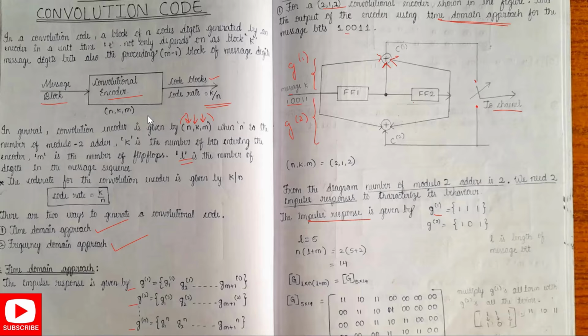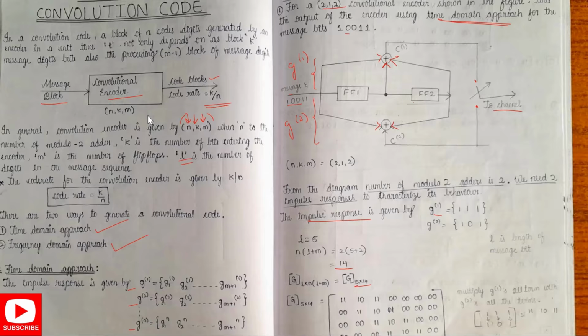For g1, all 3 inputs are there, so you can write it as 1, 1, 1. For g2, the input goes to the modulo adder as 1, here it is 0, and next here it is 1. Hence it is 1, 0, 1. The length is calculated by this formula, and we got it as 14. Now you need to draw the generator matrix. First you need to count the matrix size, which is L into n(L+m).